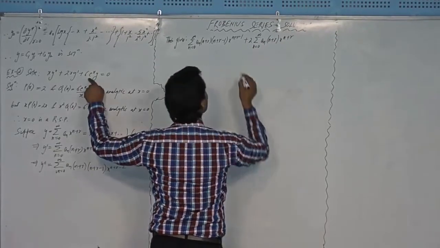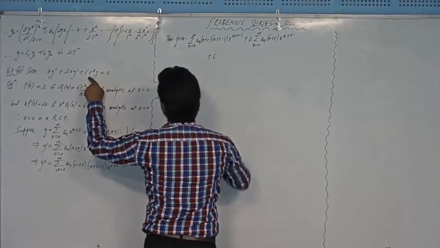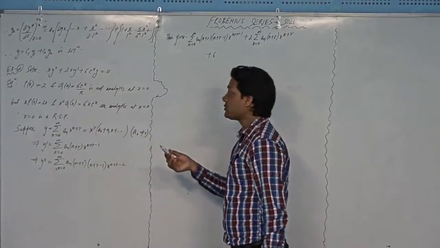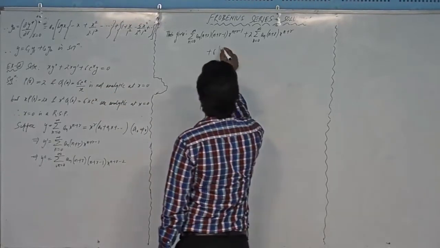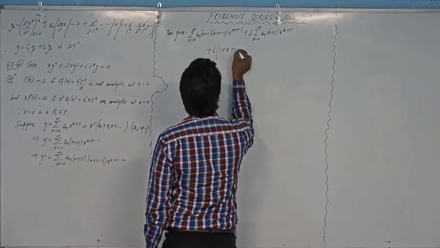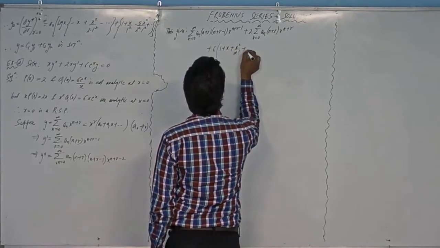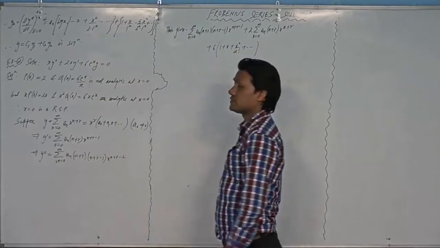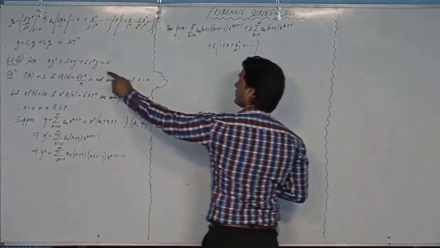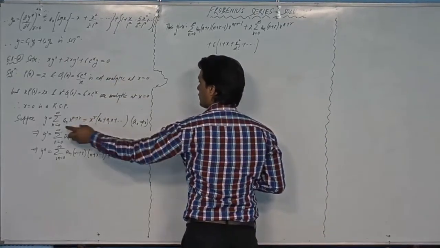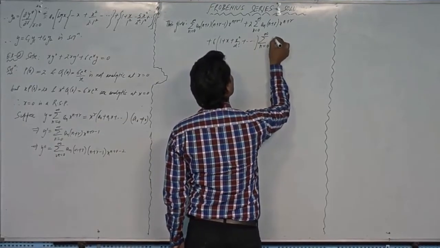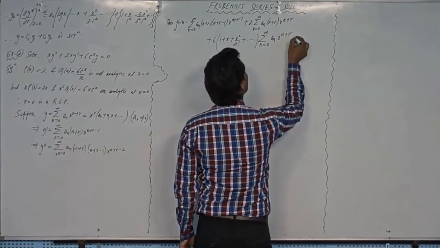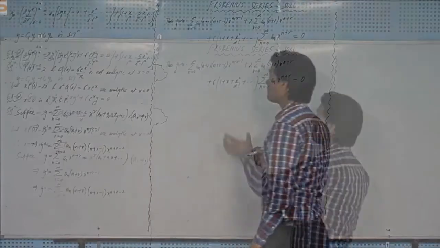And now the third term. Be careful at this point. You have 6 here and you have the exponential function here, so you should use its expansion. e to the power x is 1 plus x plus x squared by 2 factorial and so on. You just need 2 or 3 terms, and then the value of y, that is summation n equal to 0 to infinity a n x to the power n plus r, equal to 0. So you have 2 series here.